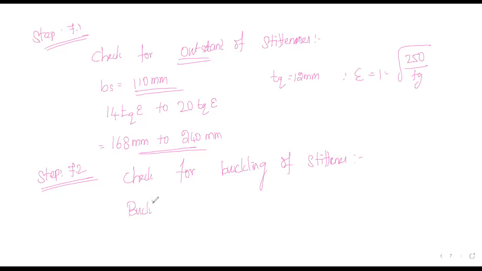Buckling force FQ is equal to (V minus VCR) divided by gamma m naught. Okay, so what is V and what is VCR?